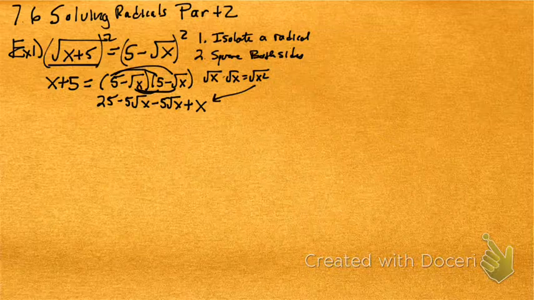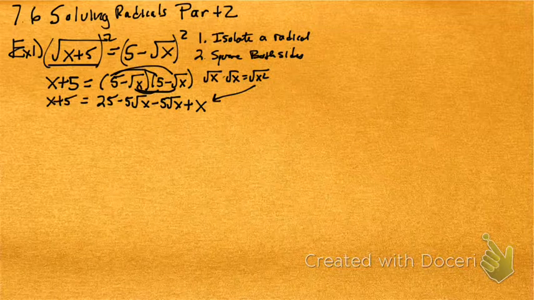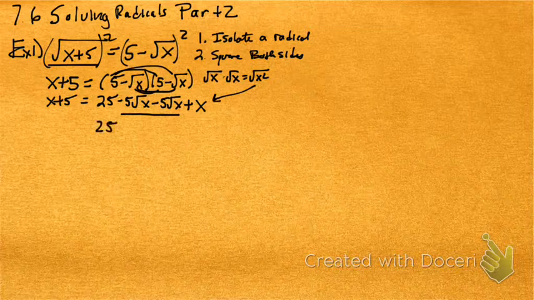So this is where we're at on the right side. On the left side, we still just have x plus 5 waiting for action to happen to it. Let's add up these like terms. Remember, these are like terms. They have the same base and the same radical. So I really have 25 minus 10 square roots of x, if you add the coefficients, plus x on this side equal to x plus 5.